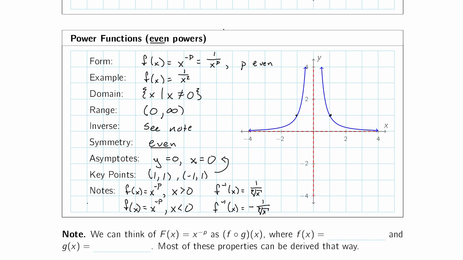Now, we haven't really seen these properties, but as it turns out, really the only new function here is 1 over x. We can get any x to the negative p power by composing 1 over x with x to the positive p. Pretty much all of the properties, especially for example the inverses of these functions, come from examining that composition.